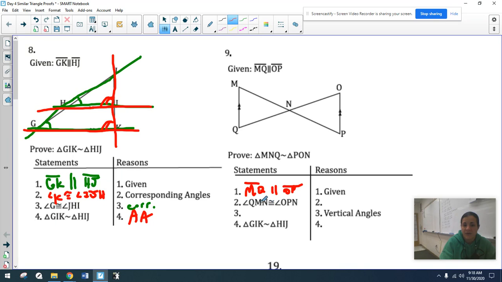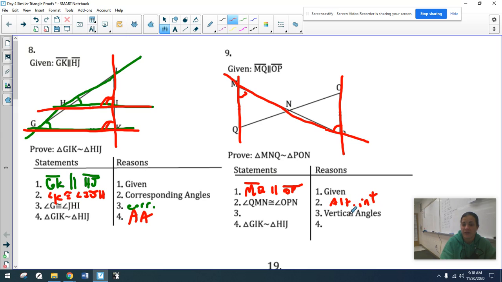And then step 2 says QMN. So if I do QMN, this angle, and then OPN is that angle, they want to know why those 2 are equal. So we did find out that these 2 were parallel. And then those M and P are attached to this transversal. And so these ones, these aren't corresponding this time. This time they are alternate interiors. Okay, so that's your reason for those.